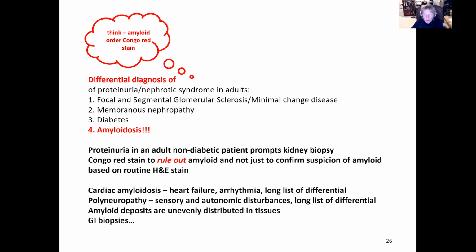Now, in terms of kidney, looking at the kidney biopsy, we have it a little bit easier, providing we do our work properly and don't cut corners, because the differential diagnosis of proteinuria is relatively short. Focal and segmental glomerulosclerosis, minimal change disease, membranous nephropathy, diabetes, and then amyloidosis comes as number 4. So it is much easier than in the heart or in particular peripheral nerve. But I also want to say that I see more and more GI biopsies which come on my desk and where we detect amyloid.